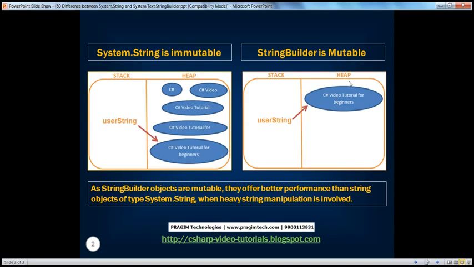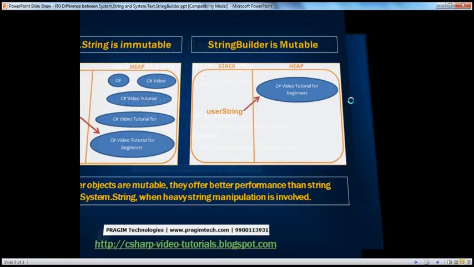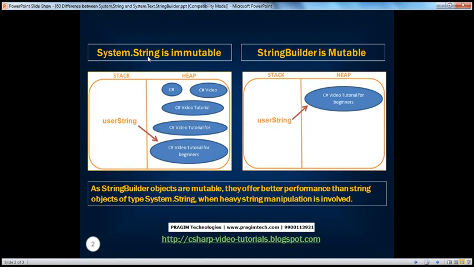Because why? It can be changed, it's mutable, basically changeable over time. But whereas strings of type system.string are immutable, you cannot change them once created. If you have to change them, then what happens? That object will be discarded, another new object gets created to which the values will be copied over, and your reference variable will now be pointing to that new object. So that's how strings of type system.string get changed.